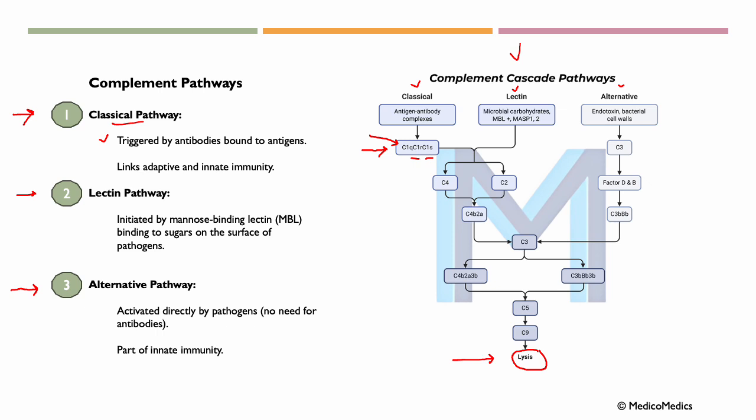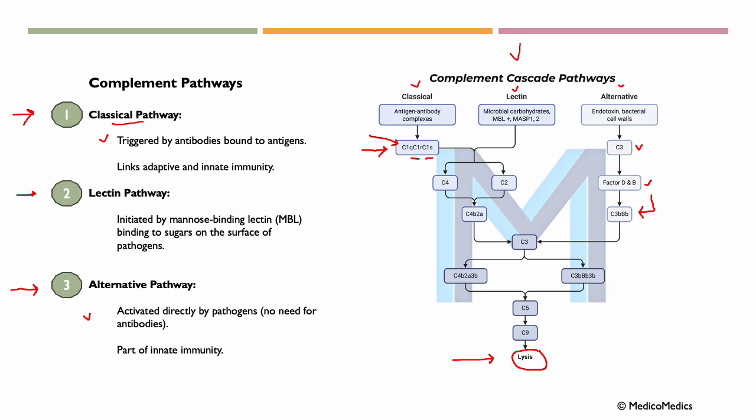Finally, the third route is the alternative pathway. And it is initiated directly by endotoxins or bacterial cell walls. And this leads to the spontaneous activation of C3, further followed by the involvement of factors D and B, forming the enzyme C3bBb.